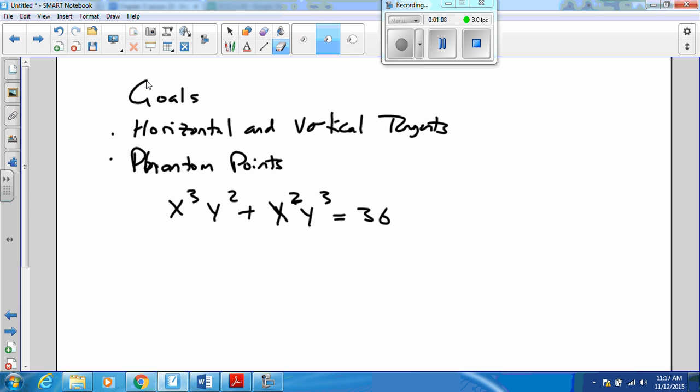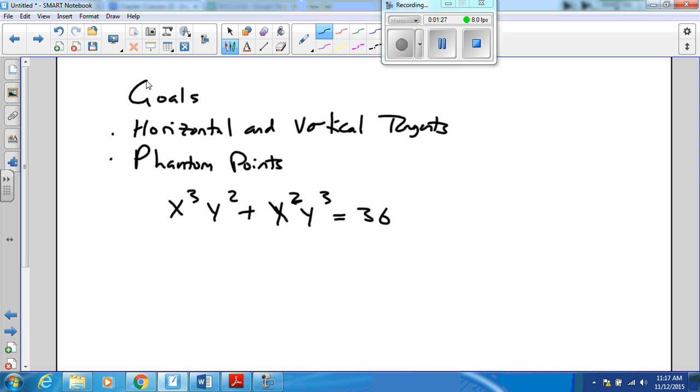Phantom points. Sorry. Here we go. Phantom points, points that are not actually there. So, isn't this like a whole? What does that mean? You'll see.